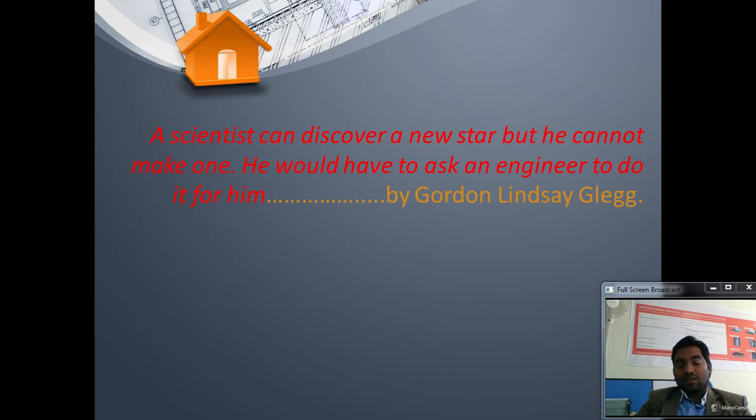A scientist can discover a new star, but he cannot make one. He would have to ask an engineer to do it for him. In the structural point of view, an architect can design and give any plan, but a structural engineer has to make that plan into a construction.